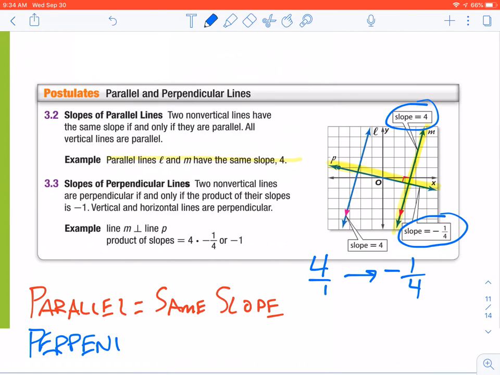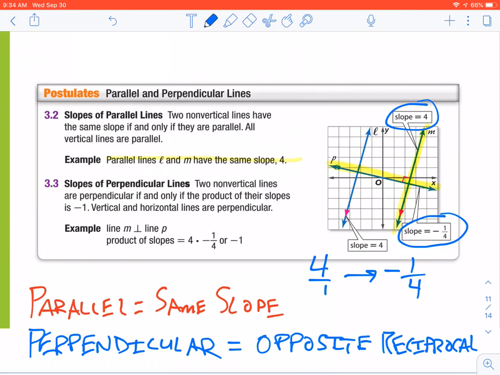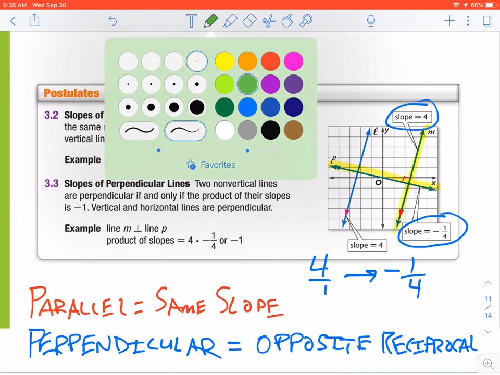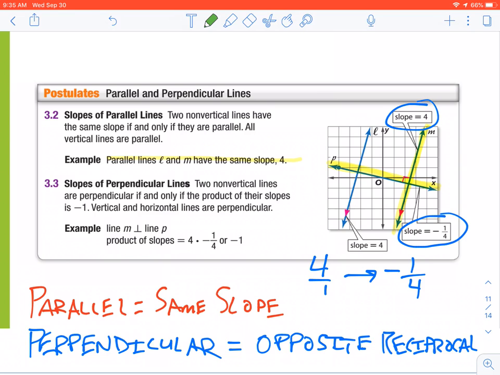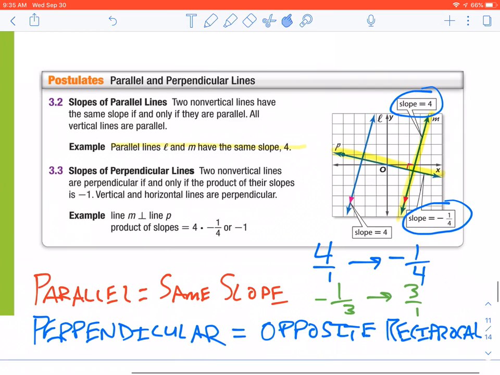and I made it opposite. I made it negative. So if it's perpendicular, it's called opposite reciprocal. And the reciprocal just means I flip the fraction. Okay, so another example would be, I'm going to change my color again, if I went from a negative 1/3, what would be the opposite reciprocal of that? Well, it's going to be a positive, and then I'm going to flip it. So that will turn into 3/1. Okay, that will be a question on the test, so make sure you have that down.